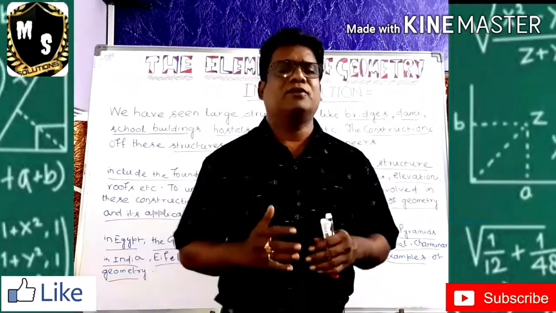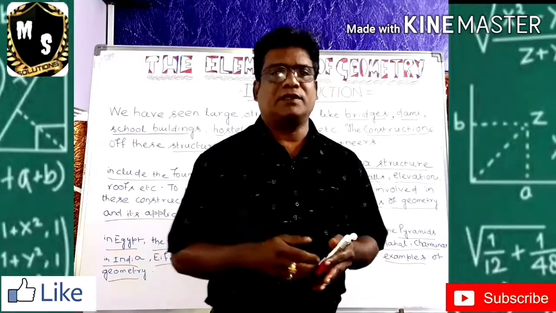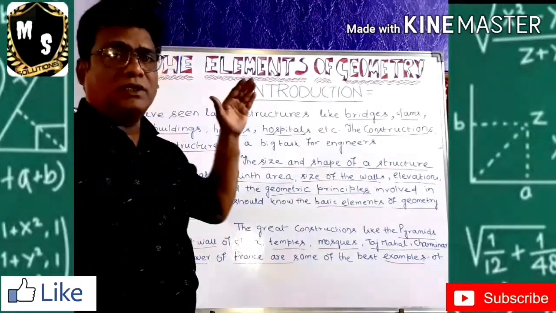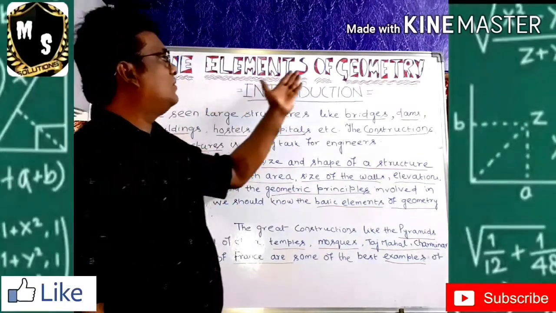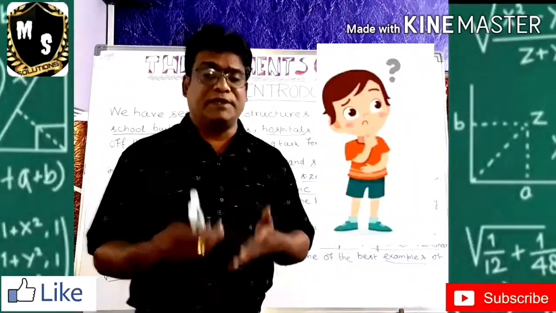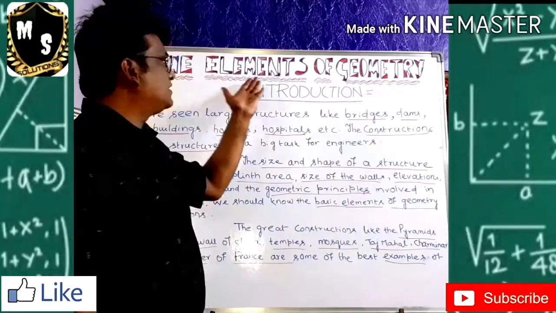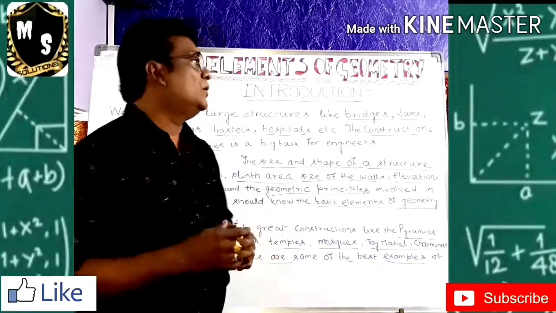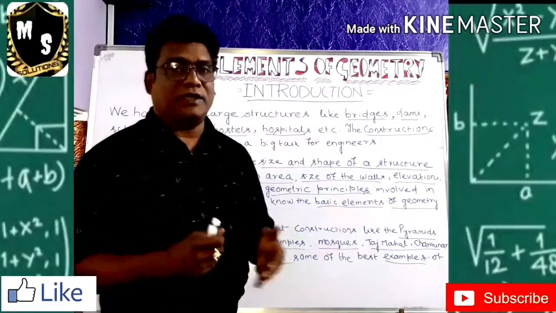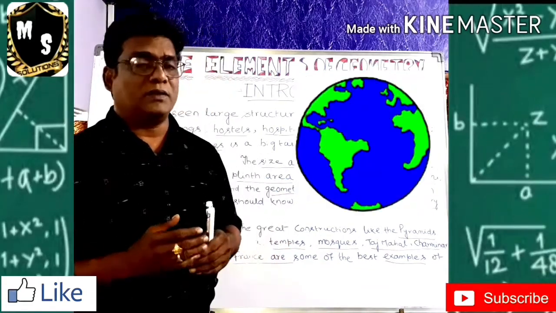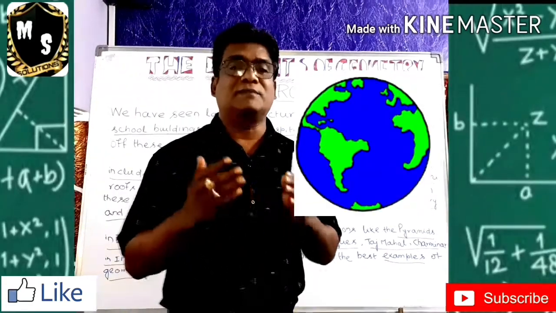So today we come to the next chapter, chapter number 3, called the elements of geometry. The elements of geometry, what does this mean? Elements means the things involved in geometry. So what is geometry? As you know, geometry means the study of the earth and its measurement.